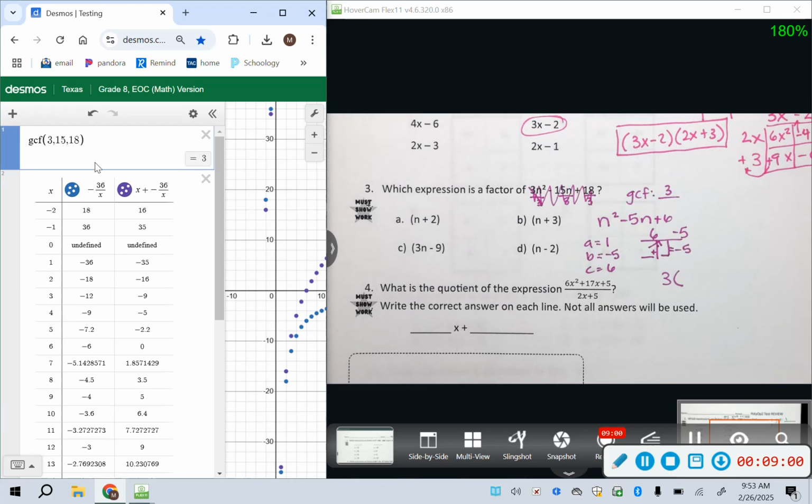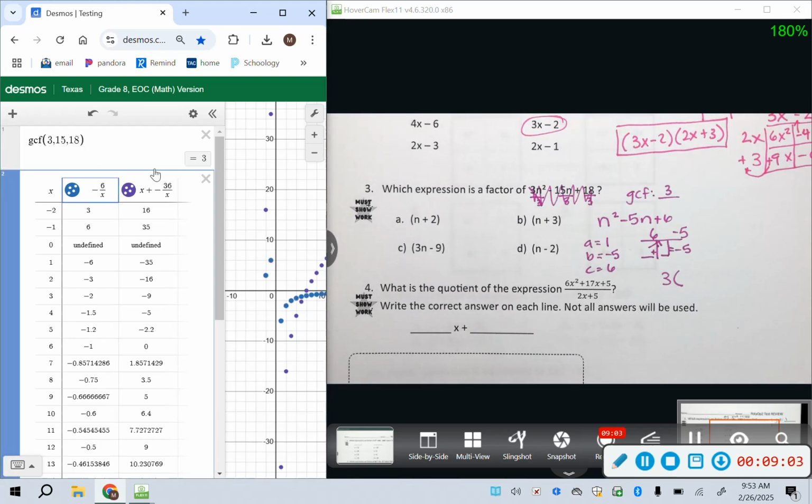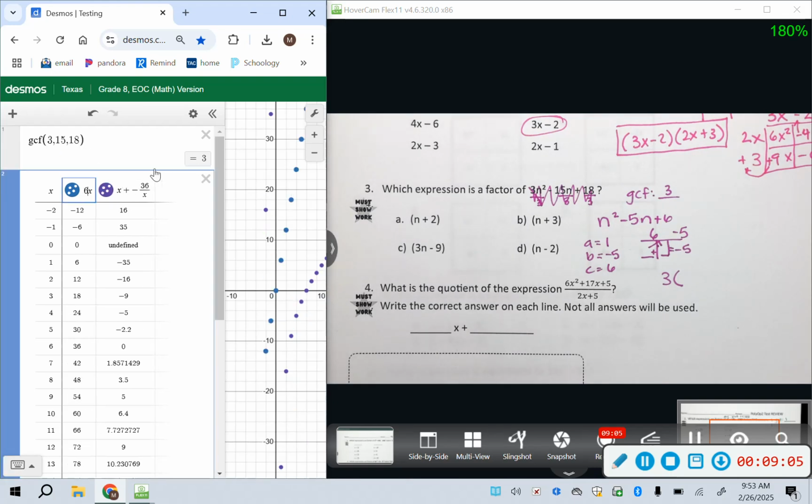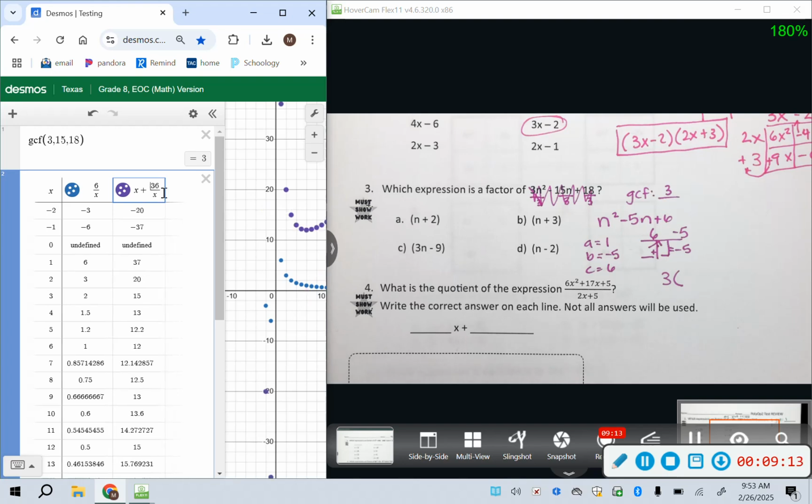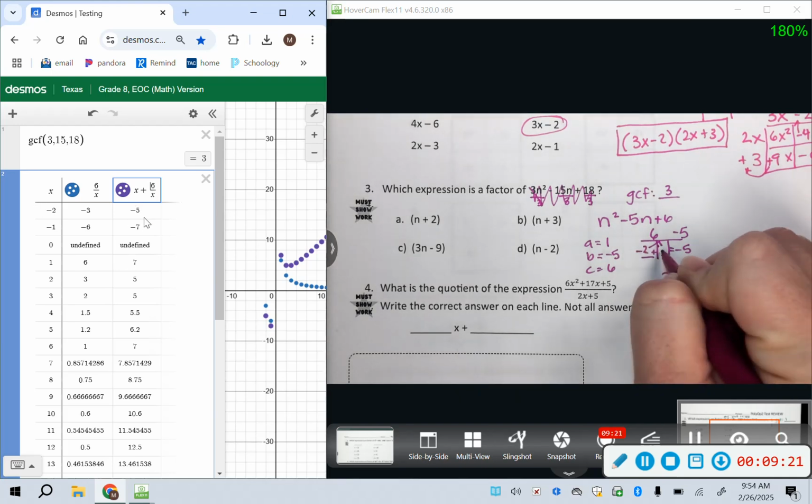So using my calculator, x, what am I doing? Divide x. So erase the negative. Okay, so there's my new table. So knowing that, I'm looking for negative 5, and then look, it's right there at the top. So it's negative 2, negative 3.